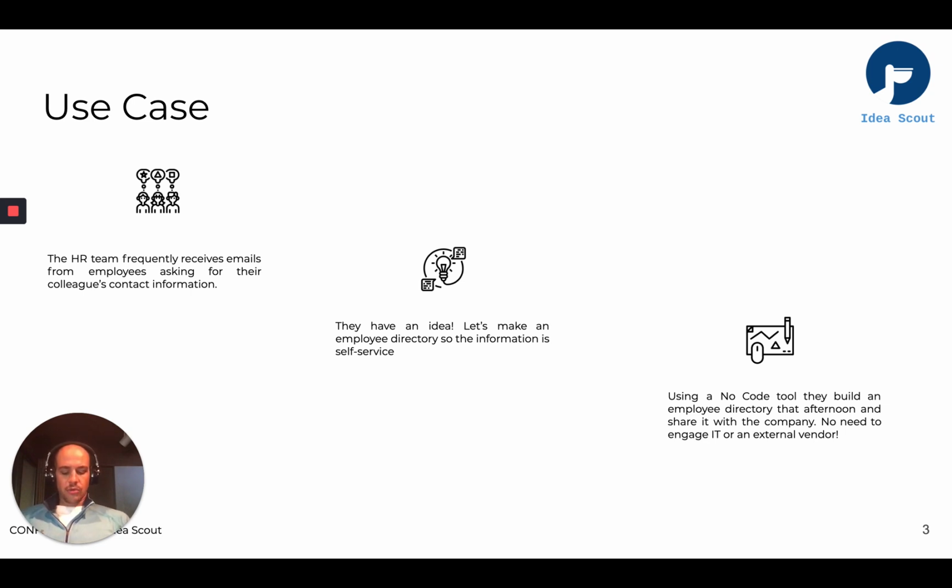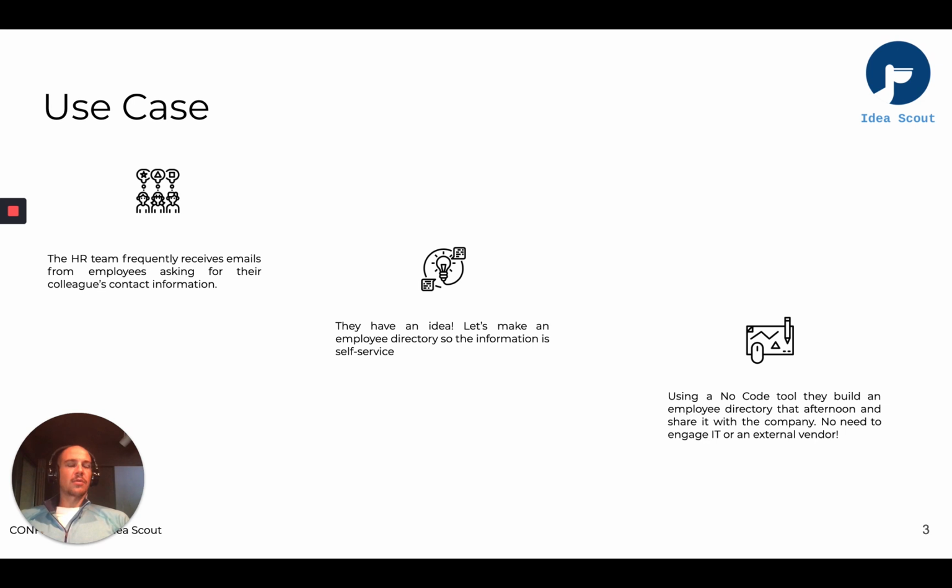Let's say you work at a major company in the HR department, and every day different employees email you and ask for contact information for their colleagues. For instance, hey, I need John's email address, or I need Mary's phone number, I need this person's office address, information like that. Now it's quite simple. You can look it up in your internal system and send it to everyone else.